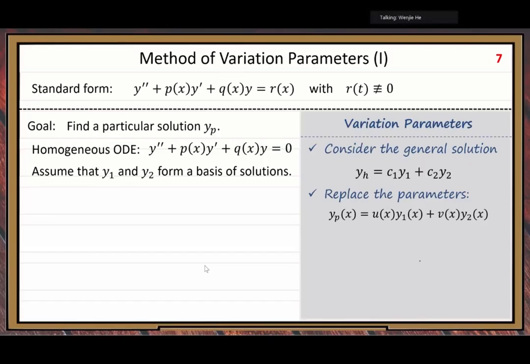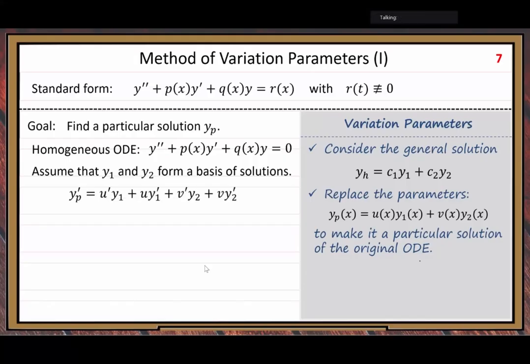Here we assume y1, y2 known. But how to find y1 is another question. Later we will try to find y1, y2. Here, assuming y1, y2 known, we want to find yp. That's our goal. To make it a particular solution, we need to plug yp into the original equation. So let's do the calculation.